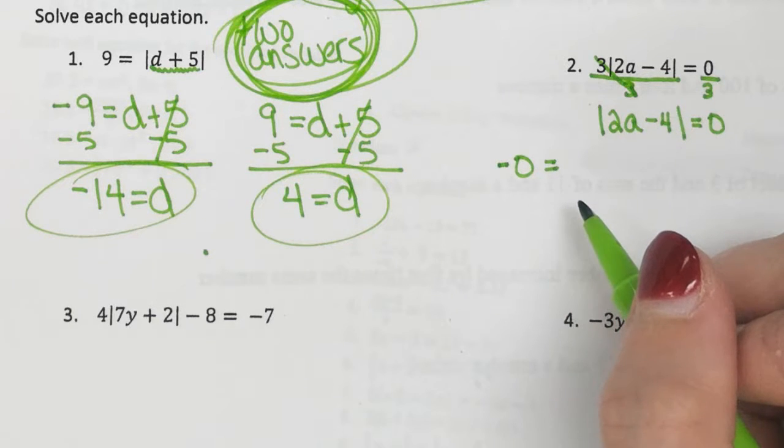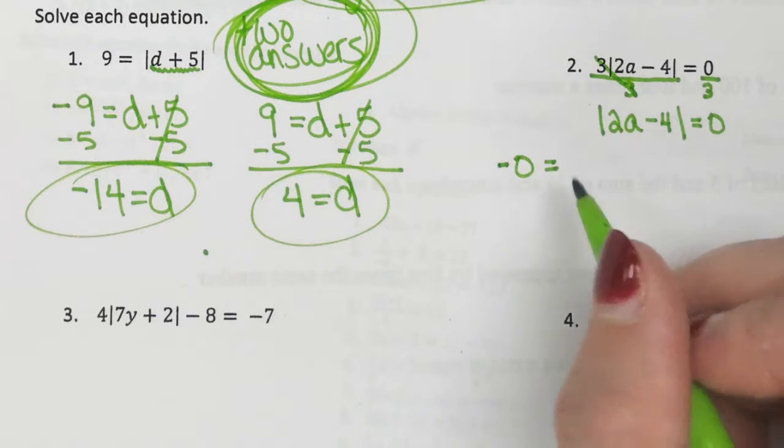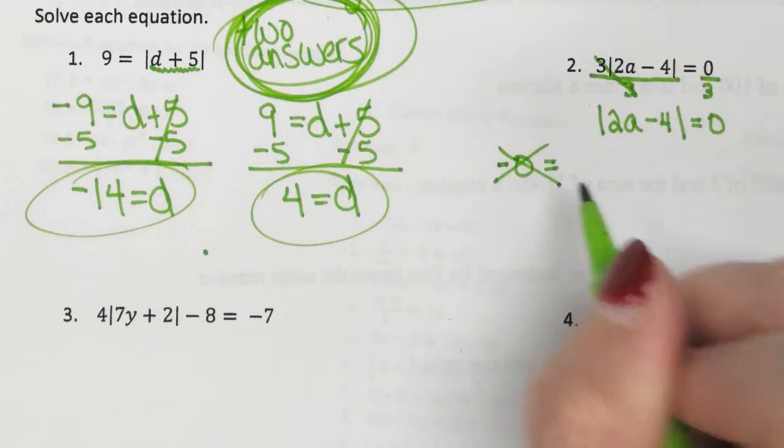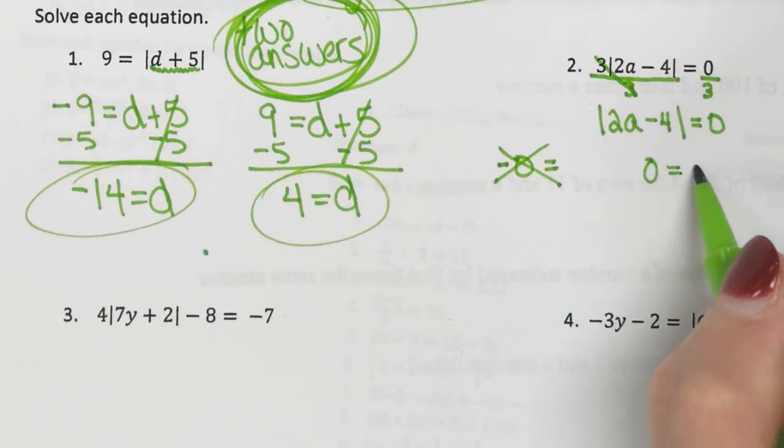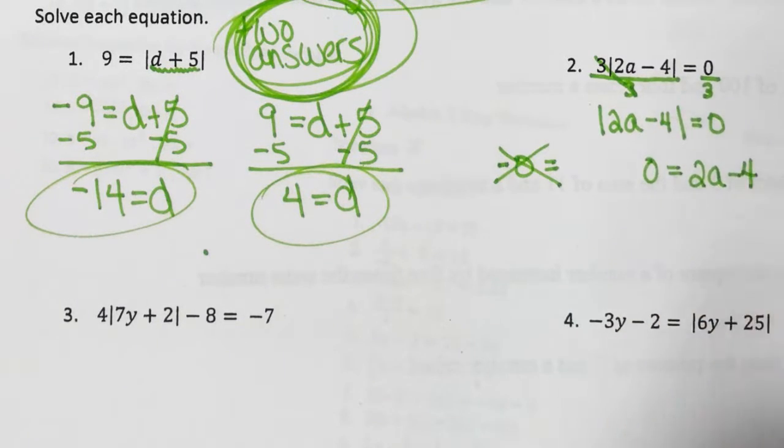So I got negative 0. Is there any such thing as negative 0? No, right? So I don't even have to worry about that one. Then I got a 0. So how many answers am I going to get this time? 1. Only 1, but only because it's 0, because there is no such thing as negative 0. All right, here we go.